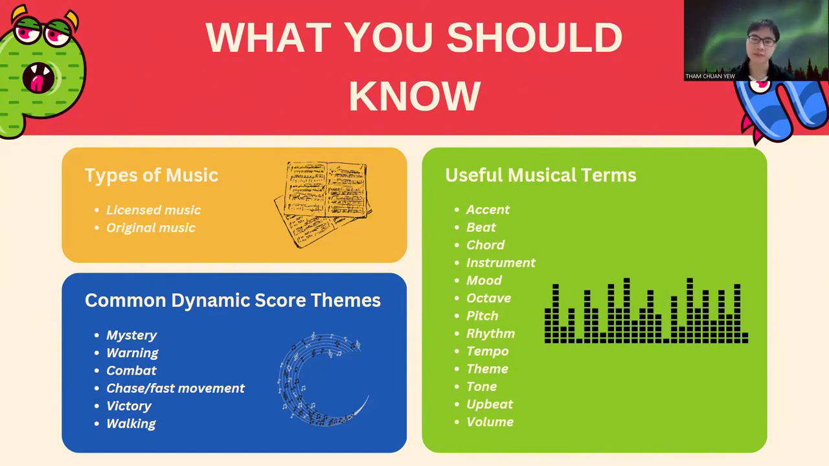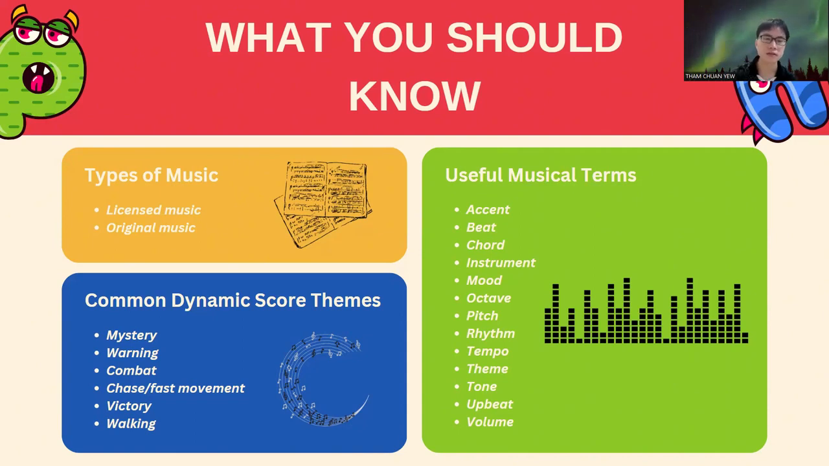As a game designer, we should also know some useful musical terms so that when we communicate with the composer, we can properly provide them the idea that we are thinking about. So these are the terms: accent, beat, chord, instrument, mood, octave, pitch, rhythm, tempo, theme, tone, upbeat, and volume.